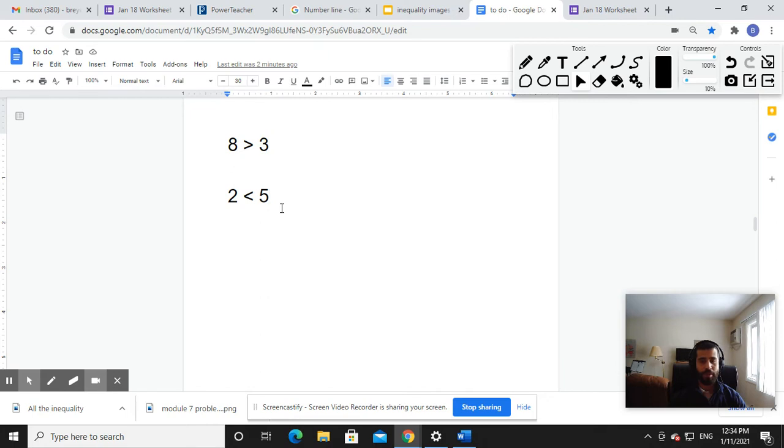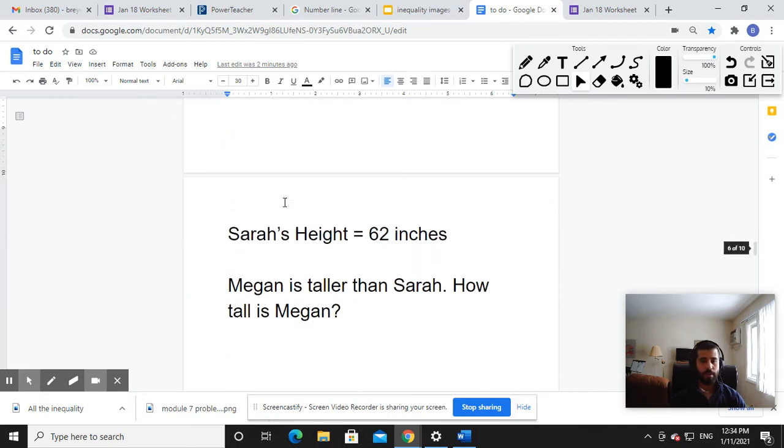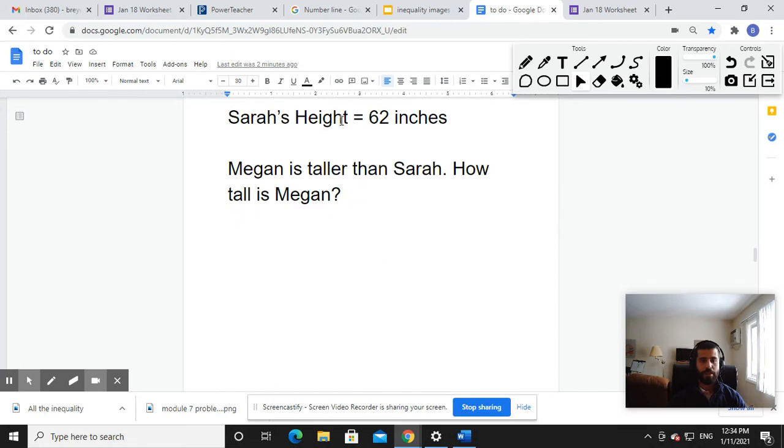So a situation where we have these inequality signs, that's what these are called, because it's not equal. Inequality signs and a variable. So Sarah is 62 inches tall. Megan is taller than Sarah. How tall is Megan? In plain English, I think you might know pretty quickly. Well, Megan's taller than 62 inches. She might be 63, she might be 64, she might be 70. We don't know. It doesn't really give us that information. But the question is, how do we write that with math symbols?